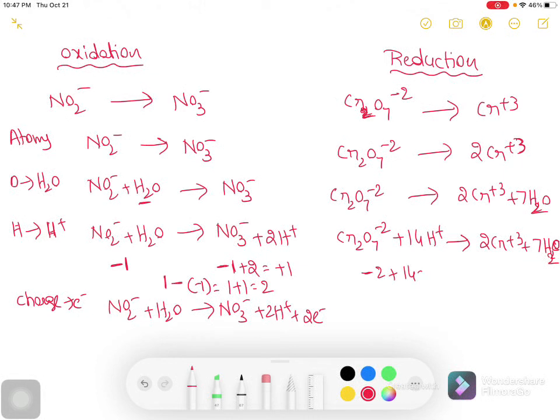And coming to the reduction side, minus 2 is charge plus 14, total plus 12 on the left side, plus 6 on the right side. Simply plus 12 is the higher value. Cr2O7 minus 2 plus 14H plus. See, what is the difference between 12 and 6? We can say very easily 12 minus 6, 6 electrons. Then 2Cr plus 3 plus 7H2O. Finally, we need to cancel the electrons.